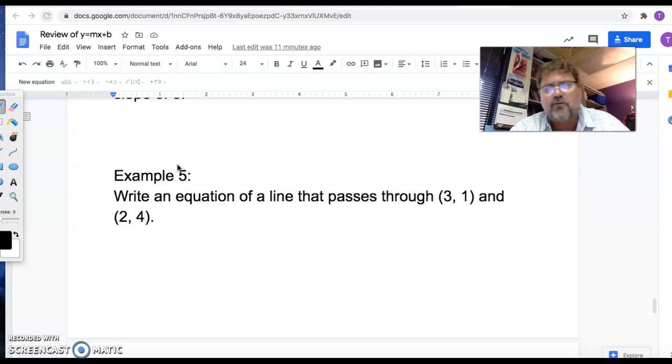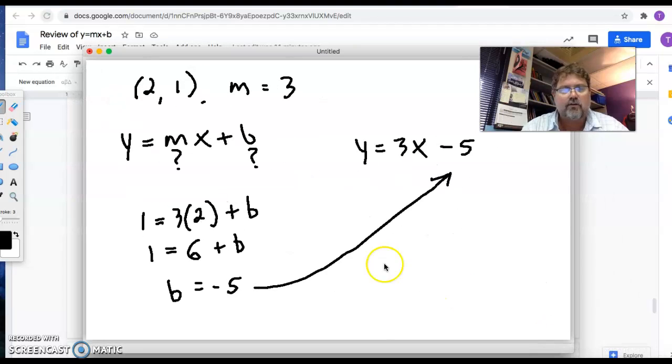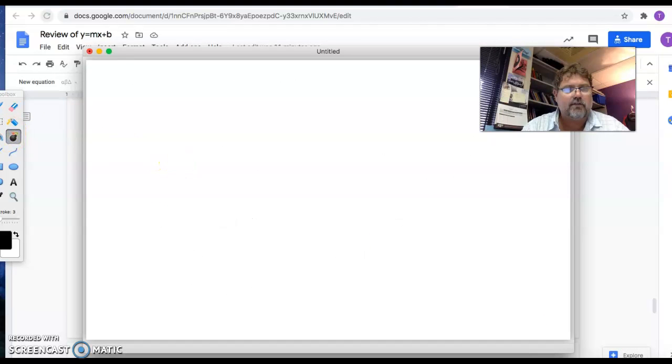Another example here is where they say write an equation of a line that passes through (3, 1) and (2, 4). Now we've got 2 points. So let's go back and sort of use the same strategy and see what we can do with this. (3, 1), and (2, 4). We'll clear this one out. And so now we want to go through (3, 1) and (2, 4).